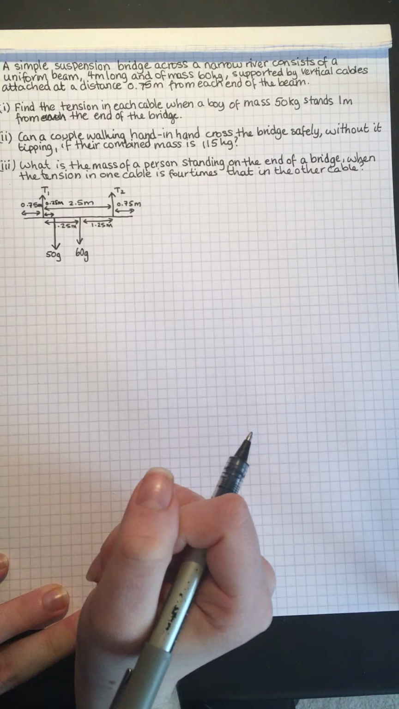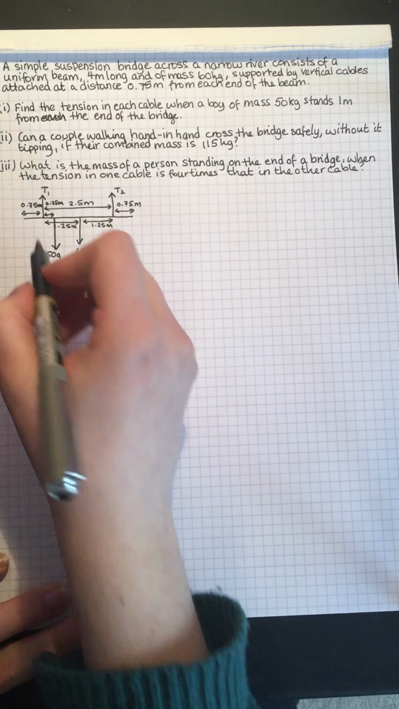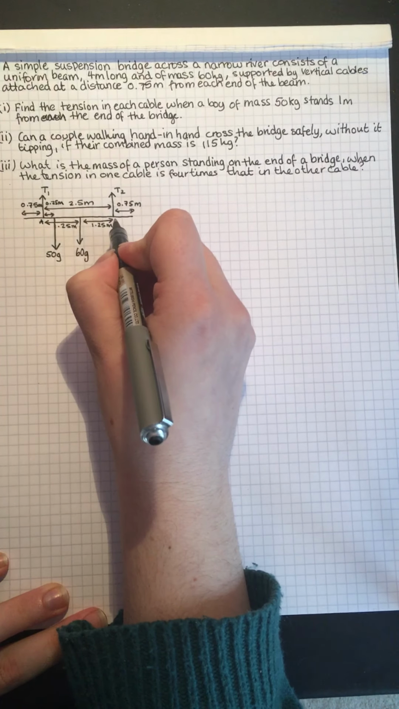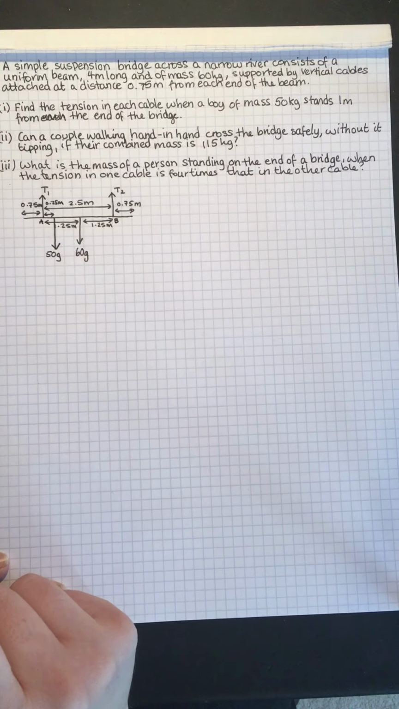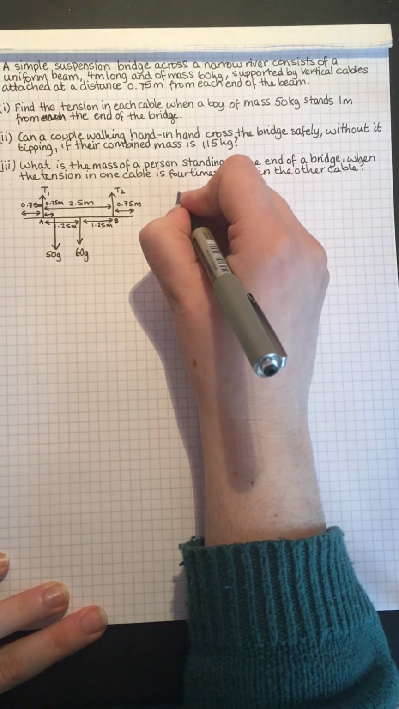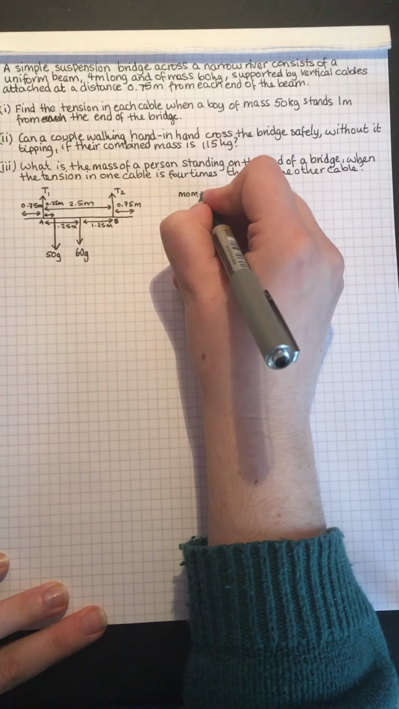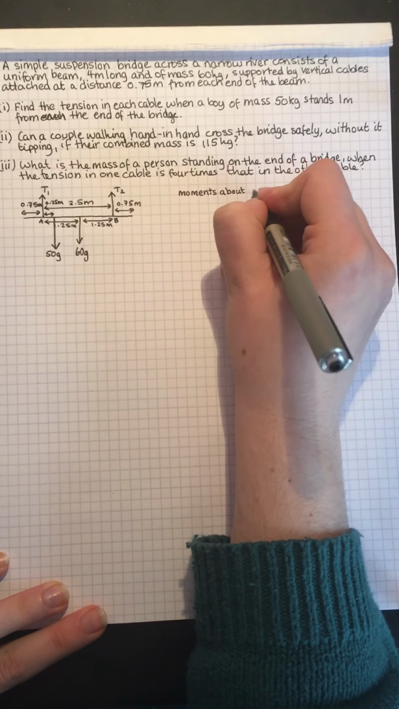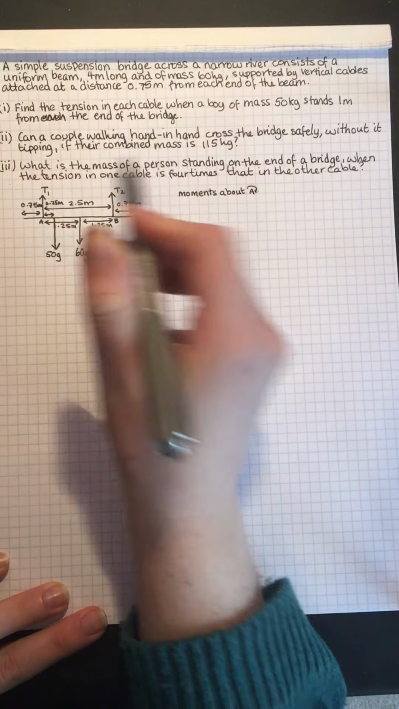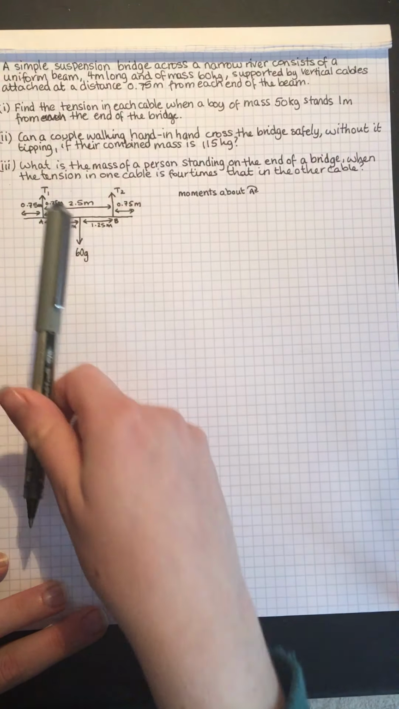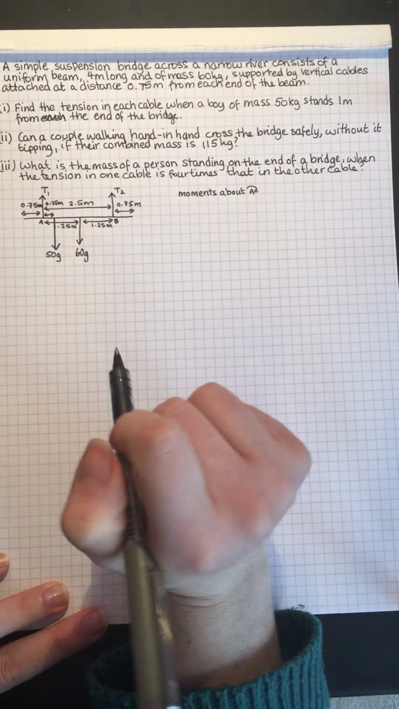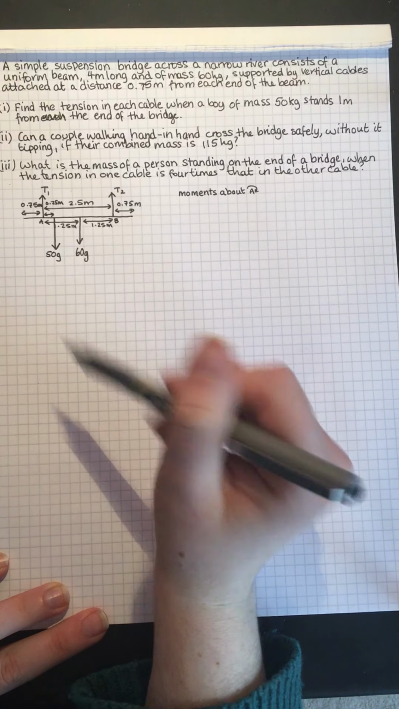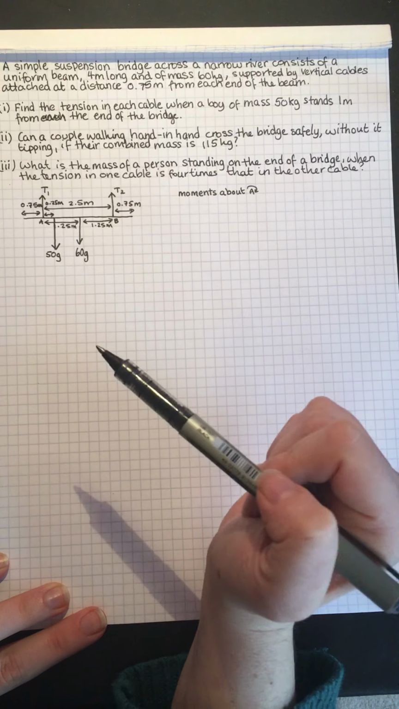And we want the tension in each cable. So let's label the points of our cables A and B there to make things a bit easier, and let's start with moments about A. That will eliminate T1 because that force is acting directly through A, so it won't have a moment, or it will have a moment of 0.